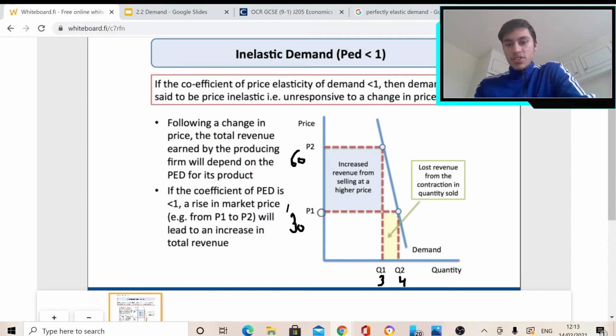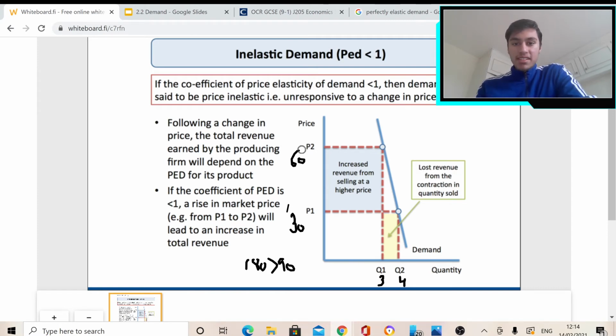This was your original price, and it's written here: increased revenue from selling at a higher price. What do they mean by this? Here you see the price was 30, and the quantity, let's say, was 3. So here we would have got 30 times 3 is 90, and here we get 60 times 3 is 180, right? And 180 is twice the 90.